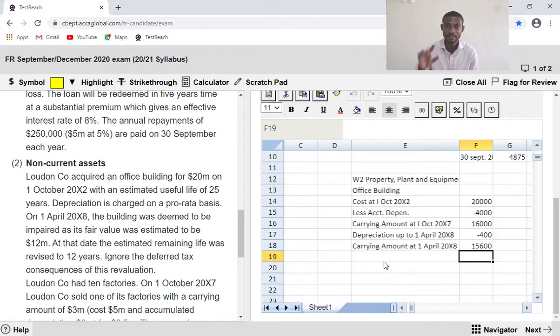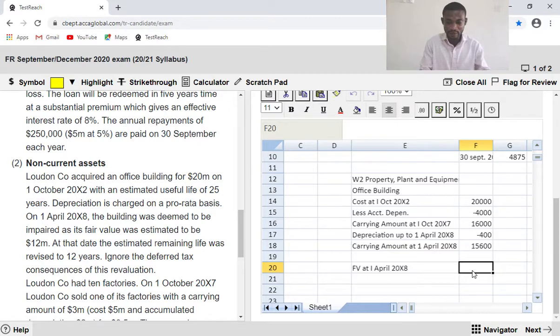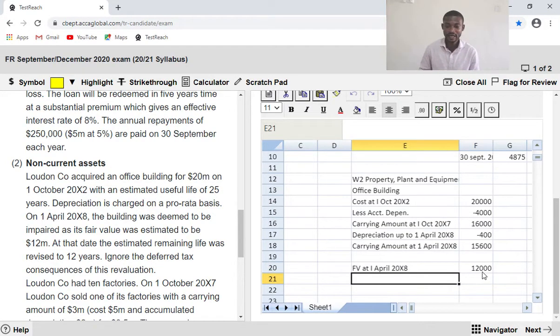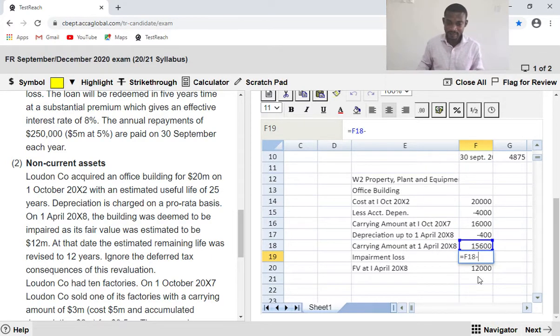The next thing, I'll leave a line, please note. The reason why I'm leaving the line is that there was an impairment exercise on this 1st of April and we had a fair value of 12 million. So I'll leave a line and say fair value at 1st April, yet again, is about practice. And the figure was given as 12 million, so 12,000. Now, this figure is less than the current amount. So I'll put here impairment, very simple, impairment loss, and then put here equal to this figure minus this figure, and that should give me the loss. Look at it, that's the impairment loss.